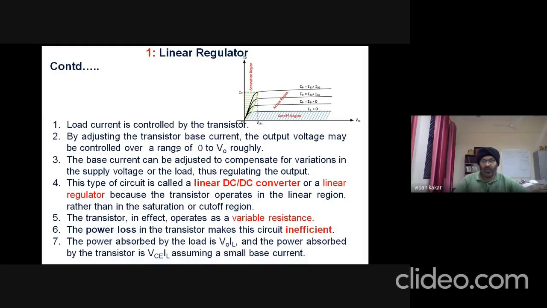I have already explained this. It operates in the linear region, and just by changing different base current levels, you can change the resistance, but this resistance is substantial enough to cause power losses, which makes this circuit lower in efficiency, or inefficient in general. That's why in power electronics, this linear regulator is unacceptable.